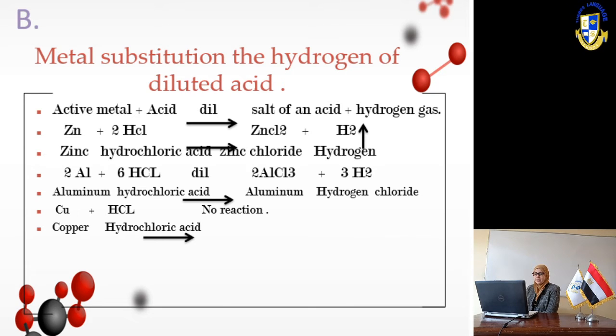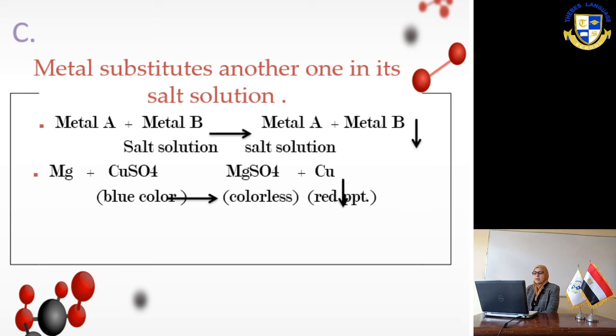Slide number 8. Metal substitutes another one in its salt solution. Metal A plus metal B salt solution, it will make metal A salt solution plus metal B. Here we can see magnesium plus copper sulfate, its color is blue, it will make magnesium sulfate, its color is colorless, plus copper, it will make a red precipitate.